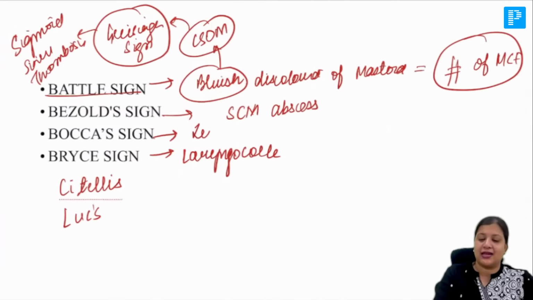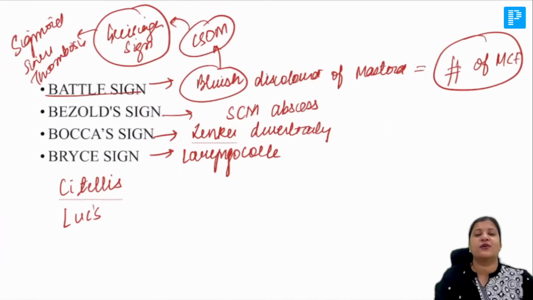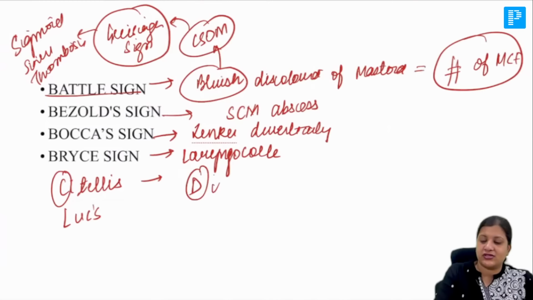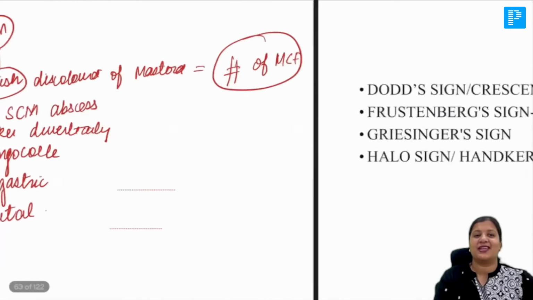Bocasine is seen in Zenker's diverticulum, where we see that there is again gurgling sounds because of the sac getting filled with food. Sittelli's abscess is in digastric. So Sittelli, C follows D. So Sittelli's abscess is digastric abscess. L follows M. So Lux abscess is going to be your meatal abscess. So I hope all of you have understood the various signs here.